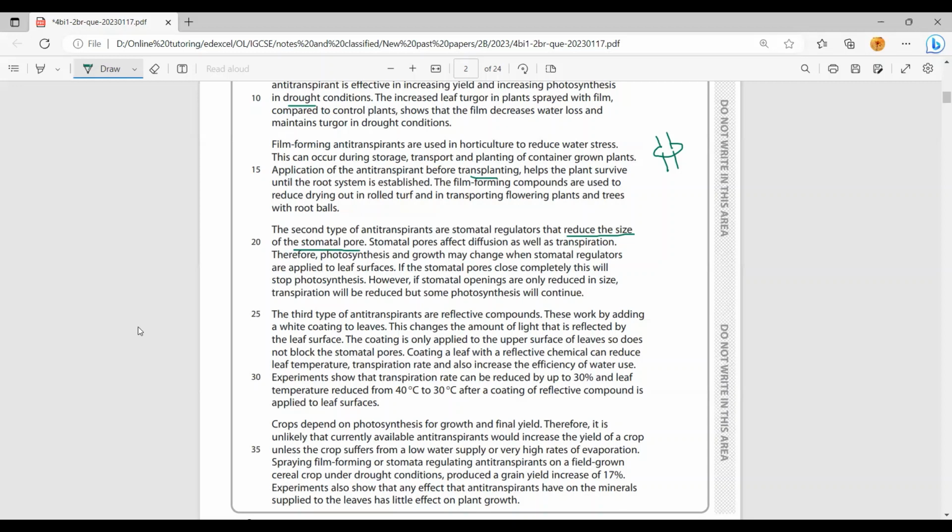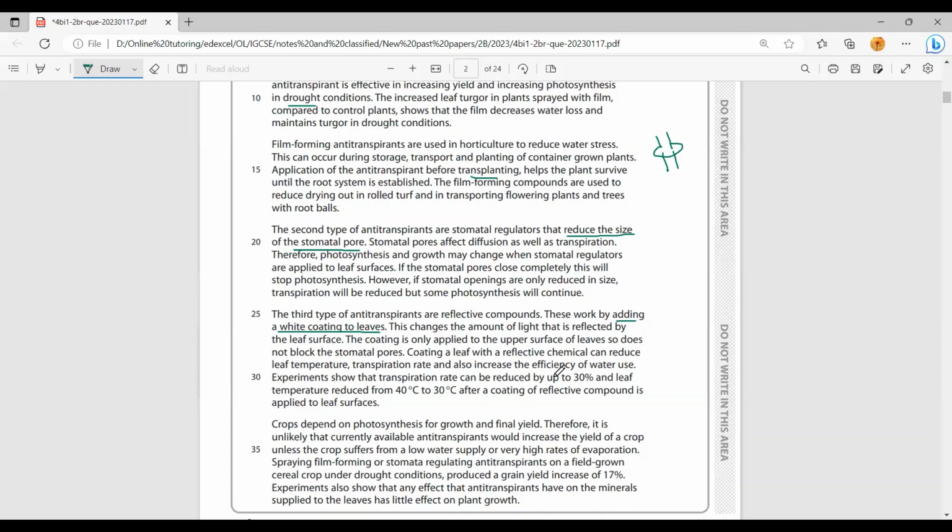The third type of anti-transparents are reflective compounds. These work by adding a white coating to the leaves. This changes the amount of light that is reflected by the leaf surface. The coating is only applied to the upper surface of leaves, so does not block the stomatal pores. لأن طبعا, as we all know, that stomata are much more on the lower surface of the leaf.